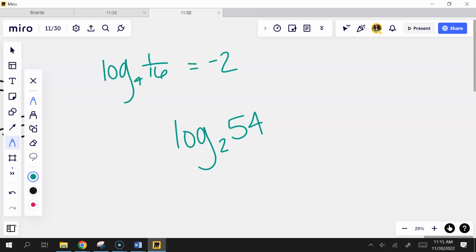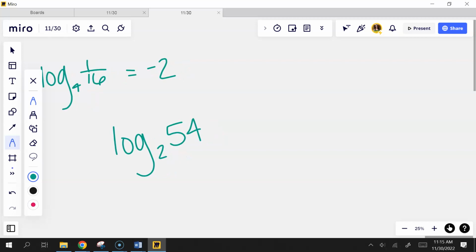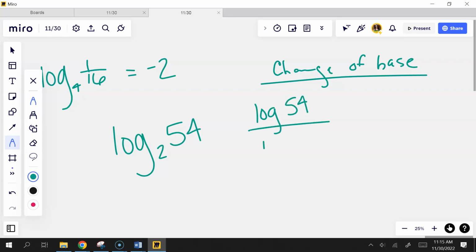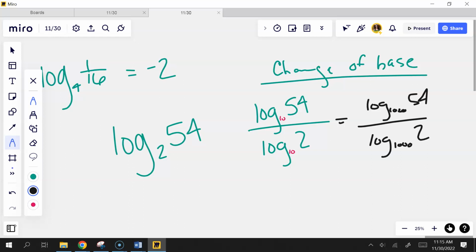So we use what we call a change of base. And you're going to need to know this formula even if your calculator does it. Change of base says you would take log of 54 divided by log of 2. And now this base could be anything you wanted it to be. It could be 10. It could be 1,000. It doesn't matter, as long as it's the same on the top and the bottom. So we can use our calculator to say, well, what is log 54 divided by log 2? You shouldn't get a log. 5.75488750.